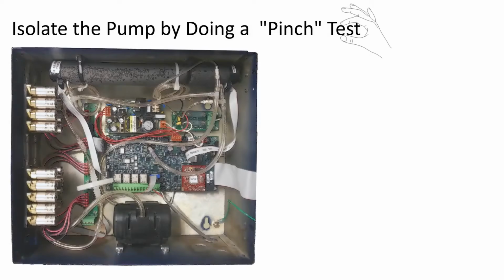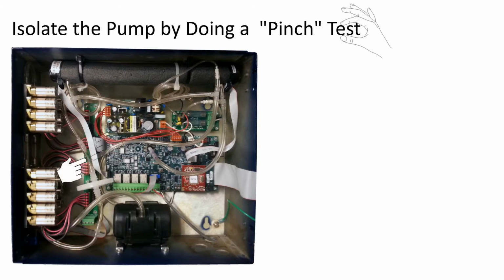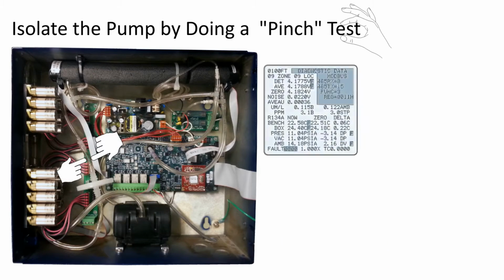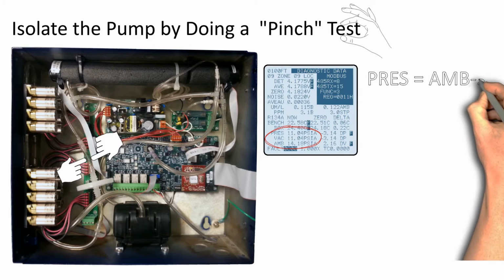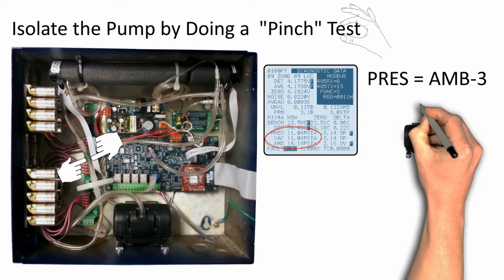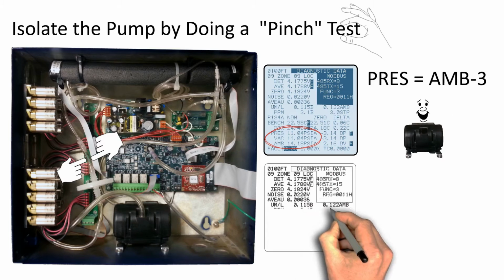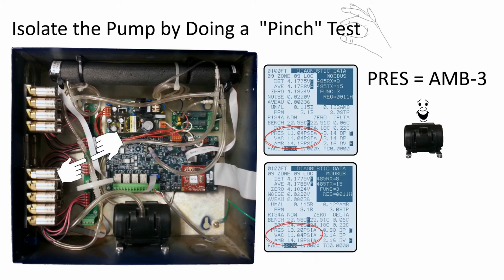While pinching the sample line, check the pressure value. It should be about 3 psi less than ambient. If so, your pump is fine, so you need to troubleshoot further for clogs, restrictions, electrical or mechanical problems causing your no-flow fault. If not, you have one more test to confirm a faulty pump.